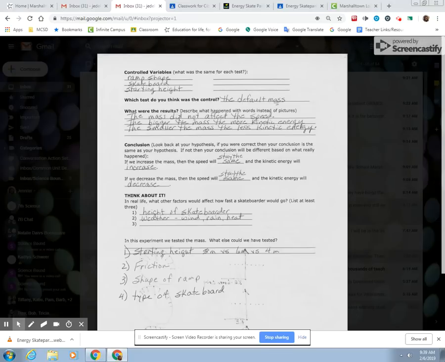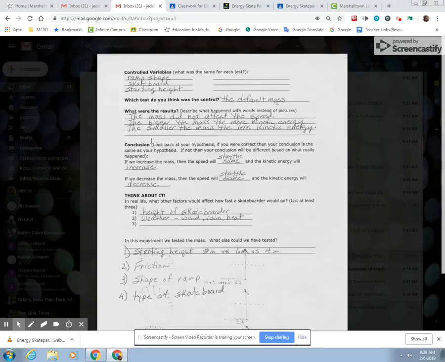What were the results? Well, sometimes, instead of just writing down numbers and having people figure it out, you have to write it down in words. So it was simply the mass did not affect the speed. The bigger the mass, the more the kinetic energy. The smaller the mass, the less kinetic energy. So you might want to stop and write that in if you had something that was different. If your words mean the same as my words, then you don't have to cross out what you've written, but I just want the results in a written form as well as data as a picture.